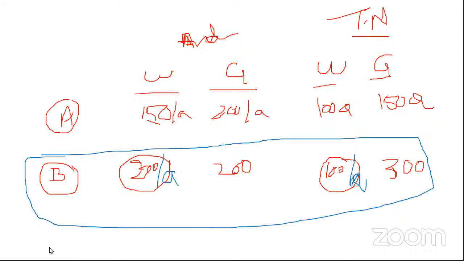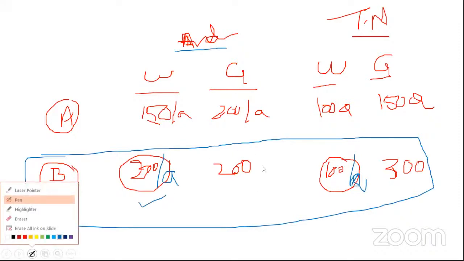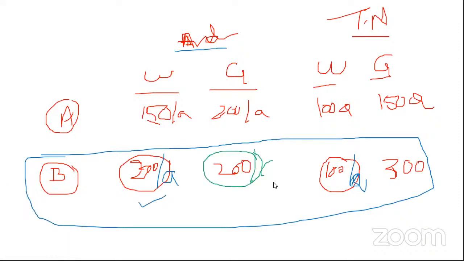The next situation is groundnut. In Andhra, groundnut per acre is just 200. Groundnut per acre in Tamil Nadu is 300. Here it is 200, here it is 300. In that situation, which is the highest production? Tamil Nadu. The highest production is in Tamil Nadu.